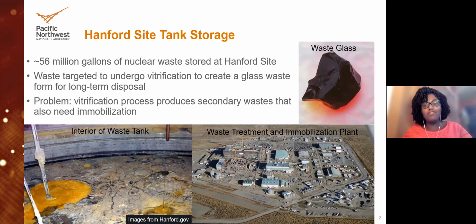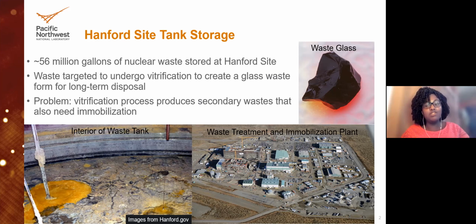So right now there are around 56 million gallons of nuclear waste stored at the Hanford site. I have a picture of the interior of a waste tank on the bottom left. The Hanford Waste Treatment and Immobilization Plant is intended to treat this waste via vitrification. Vitrification means to make into glass, and the picture at the upper right is an example of such waste glass. The glass provides a long-term stable form before final disposal.